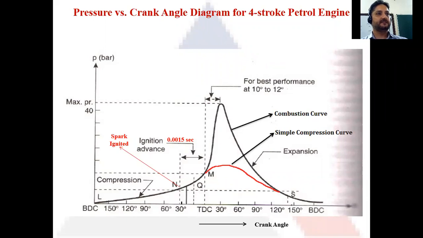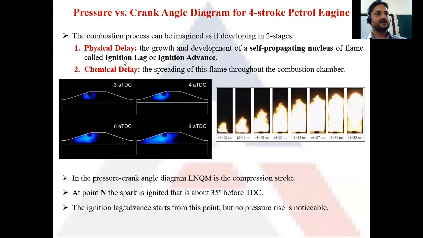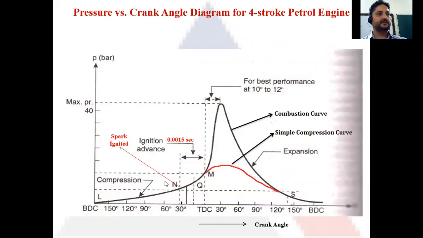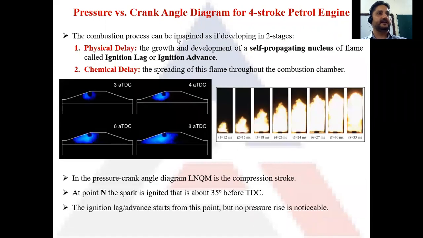Now, if we see this description, the spark is ignited at point N, and then from N to M there is some ignition lag, or some delay in the actual combustion that is taking place. Now this delay of combustion can be divided into two different stages. So first is your physical delay.